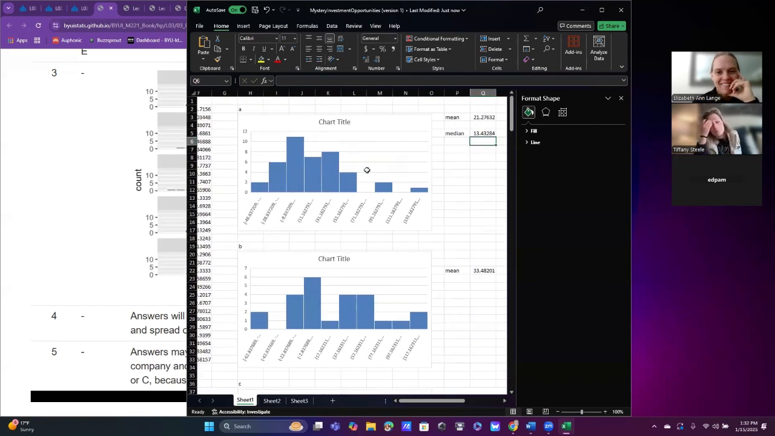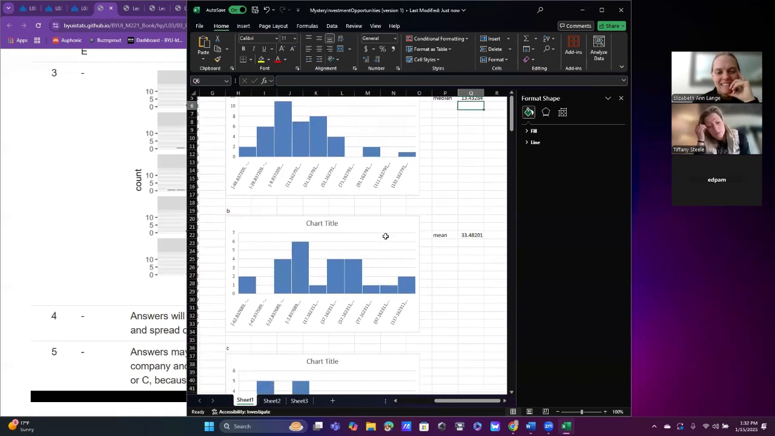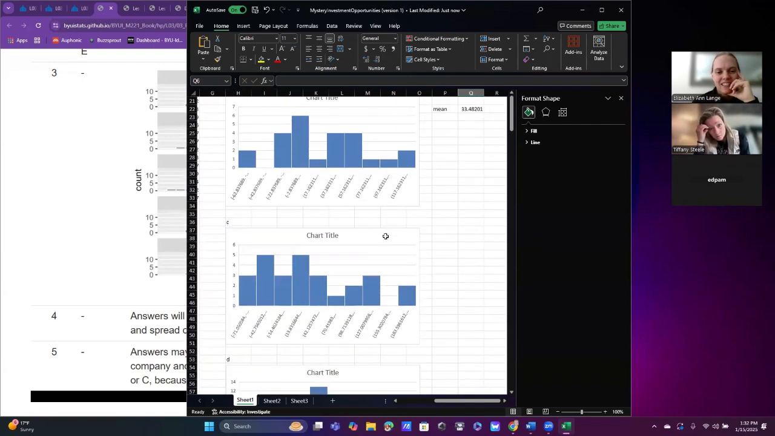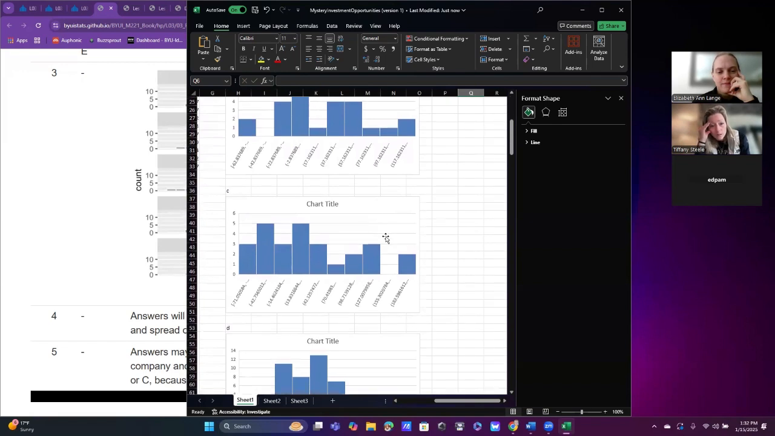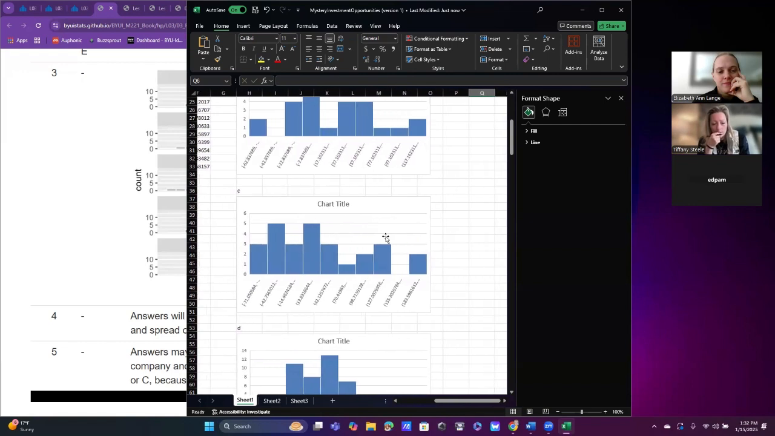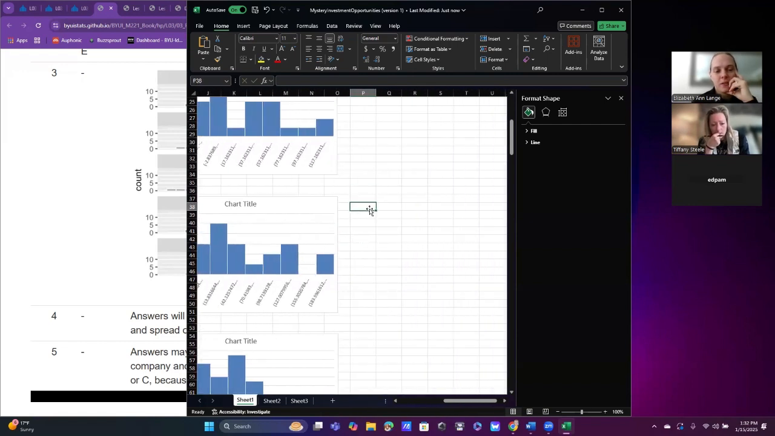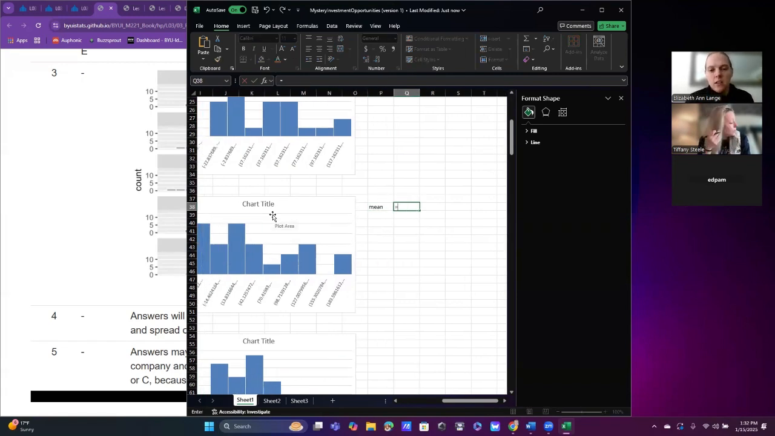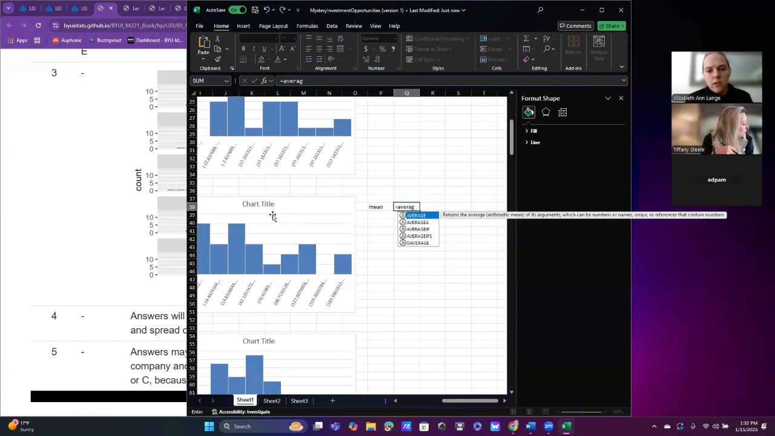And then C, the mean for C is, let's see, I can check what the mean is. Mean equals.